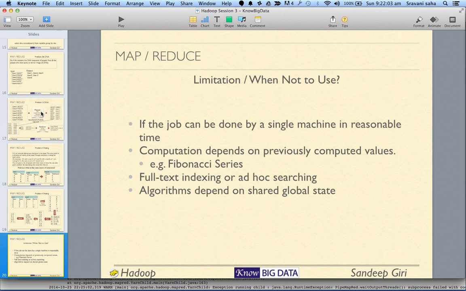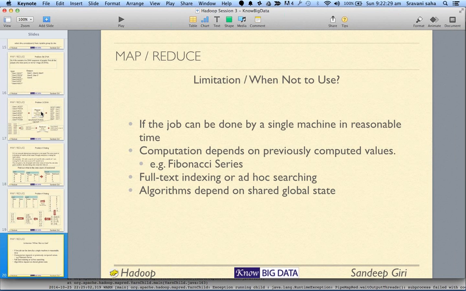All right. Now, what are the limitations? We talked about MapReduce so far, and we have started thinking that MapReduce is probably the answer to all our problems. Now, what are the problems which MapReduce cannot really solve, and where you should avoid using MapReduce?